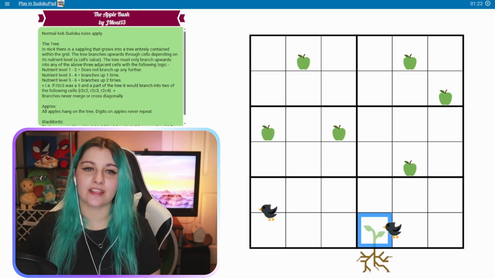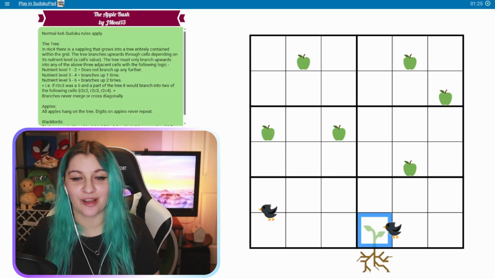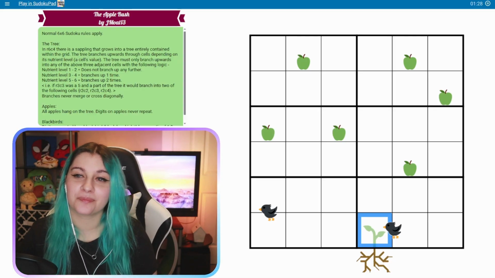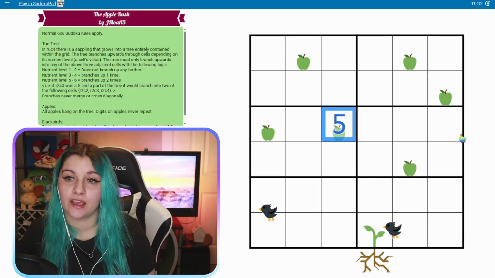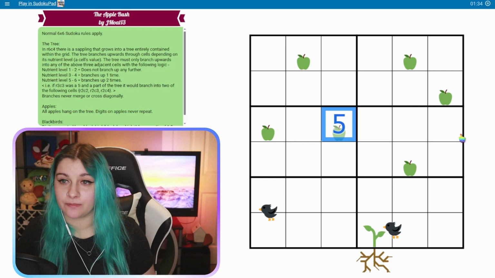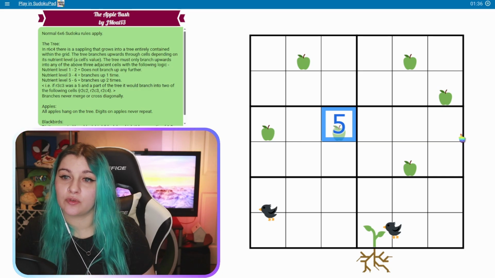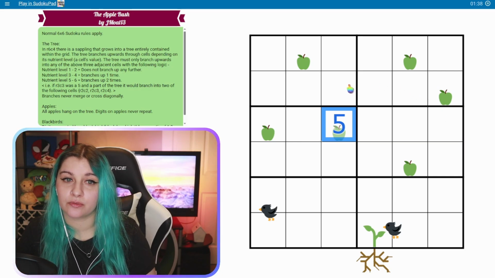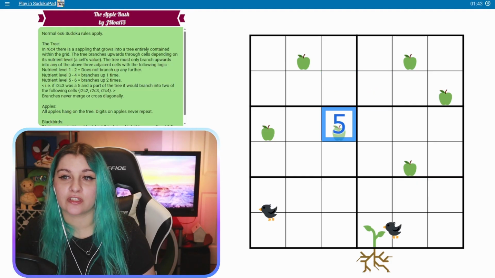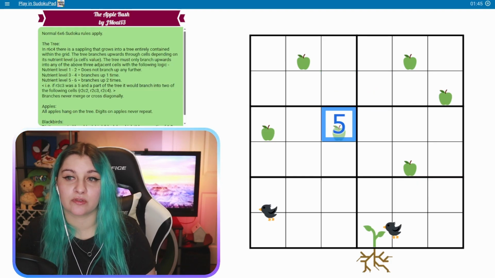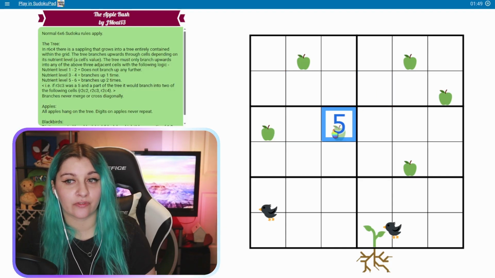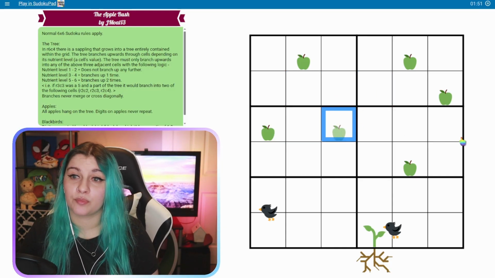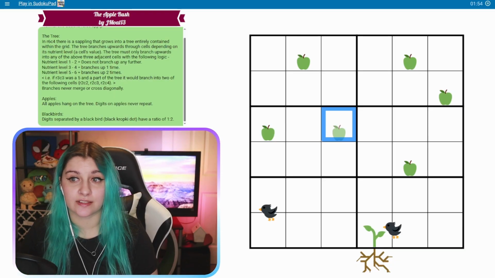Okay, so this is like a line drawing puzzle. We're going to have to figure out where the branches go. If row 3, column 3 was a 5 and a part of the tree, it would branch into 2 of the following cells: row 2, column 2, row 2, column 3, and row 2, column 4. This is a nutrient level 5, 6 branches up 2 times, so I would need to draw lines into 2 of these cells. Would have to figure out where they go. Branches never merge or cross diagonally.